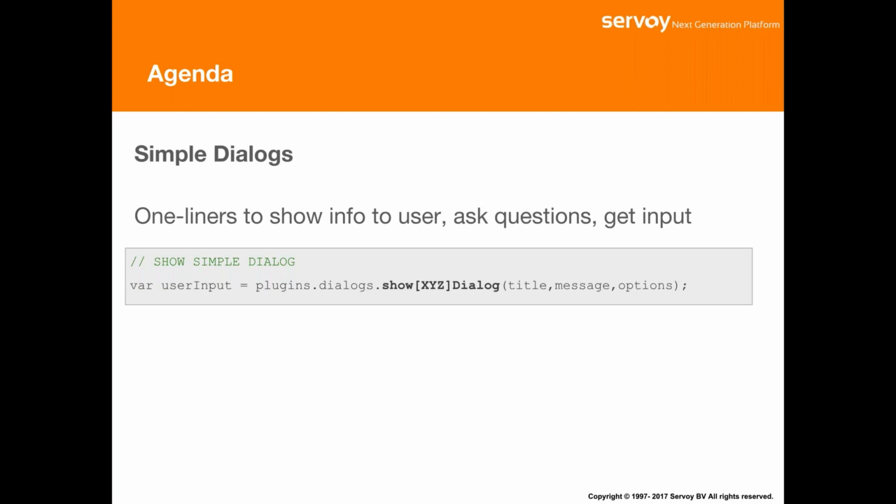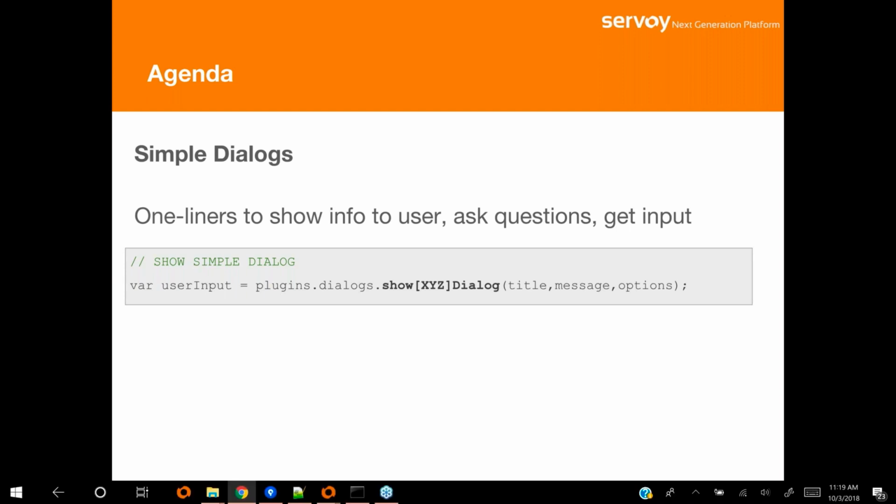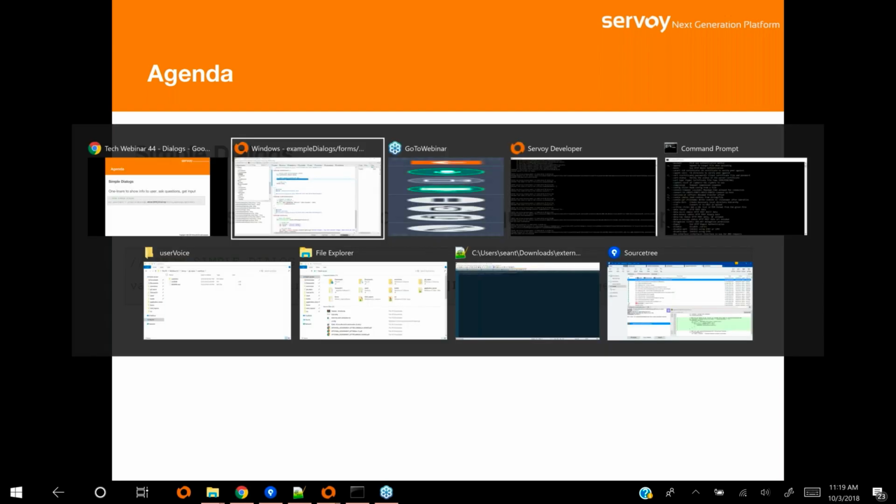Finally, in the really simple example, there are these one-liners to show some info to a user, and I did a show question dialog, which presents in a certain way and returns the button that they clicked on. This is really easy to use. It's always one line. It's always blocking, so nothing else executes, and it returns a value. There are other options here.